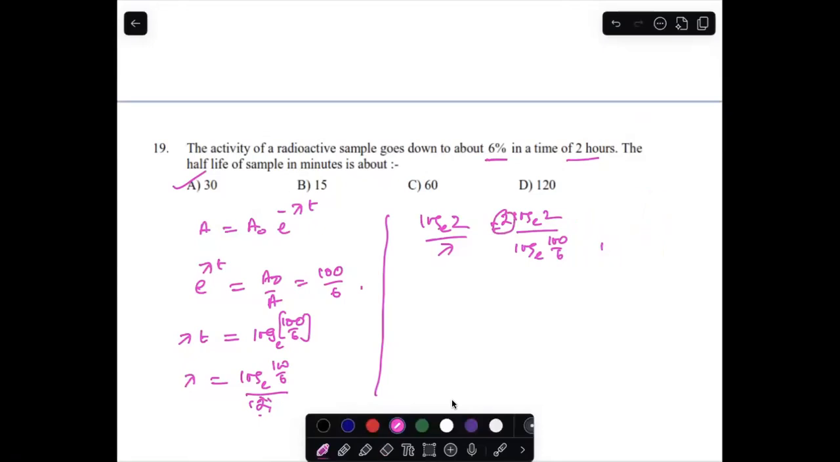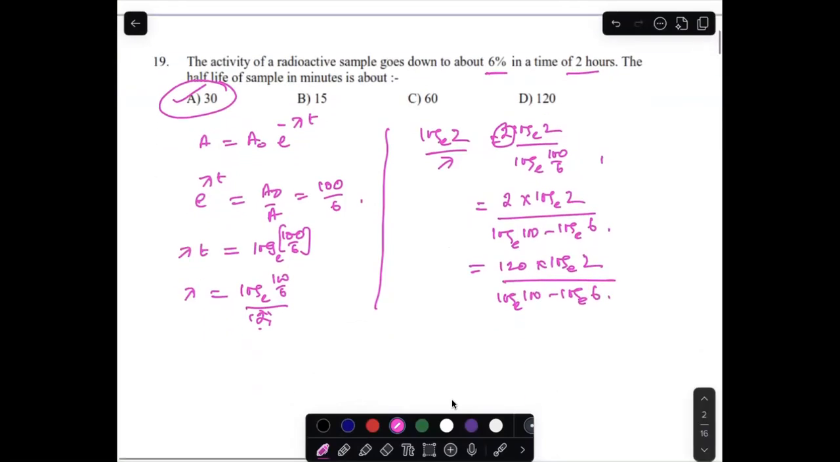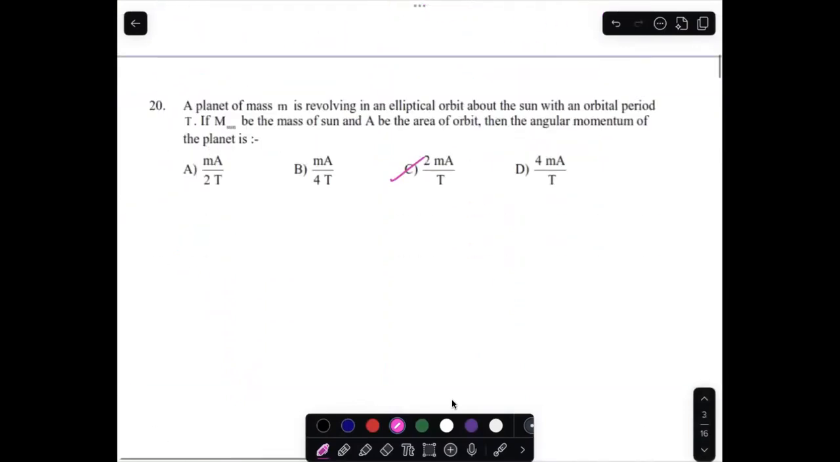Then what happens is 2 times natural logarithm of 2 by log e 100 minus log e 6. The calculation of which gives you, as per their answer, 30. And you need to convert hours into minutes. This works out to some 120 actually. 120 into natural logarithm of 2 by natural logarithm of 100 minus log e 6. We'll come to this later, because we should not waste time on one such question.